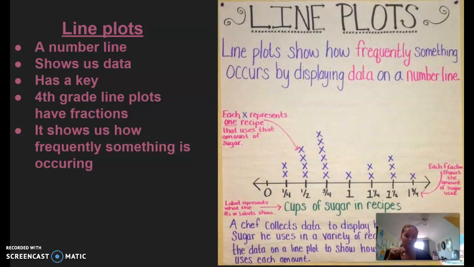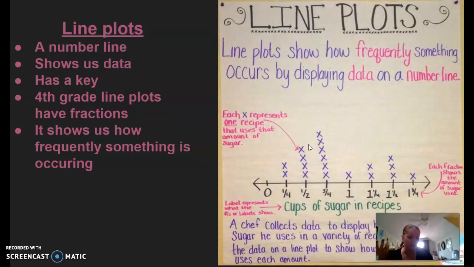But line plots are great. It's not just a number line. It's a number line that's actually showing us data. And it's showing us data that's occurring, like maybe this is occurring this many times and this over here is occurring this many times. And it always has a key, and I kind of gave you some bullet points over here. It has a key. Now remember, I taught you this in 2nd grade. A key is like, what do these X's stand for, right? If I were to look at this without a key, I would have no idea what I was looking at.